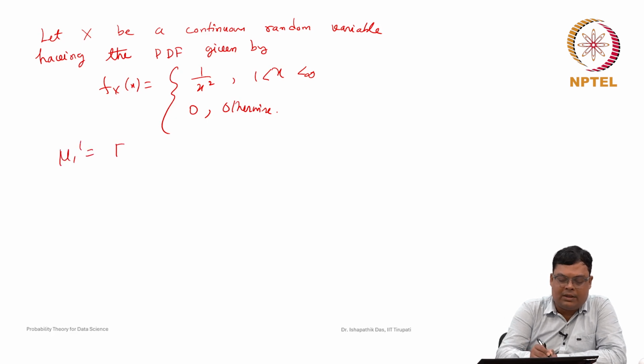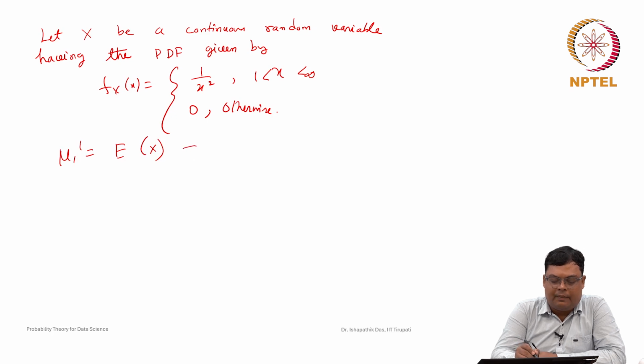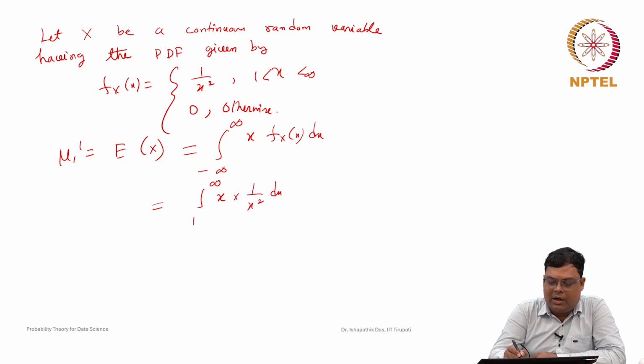So, mu 1 dash is nothing but the expected value of x, which by definition is the integral from minus infinity to plus infinity of x f x of x dx. Because it is non-zero only from 1 to infinity, this is the integral from 1 to infinity of x times the density function 1 by x square dx. So, this is the integral from 1 to infinity of 1 by x dx. Now, the integration of 1 by x is log x.